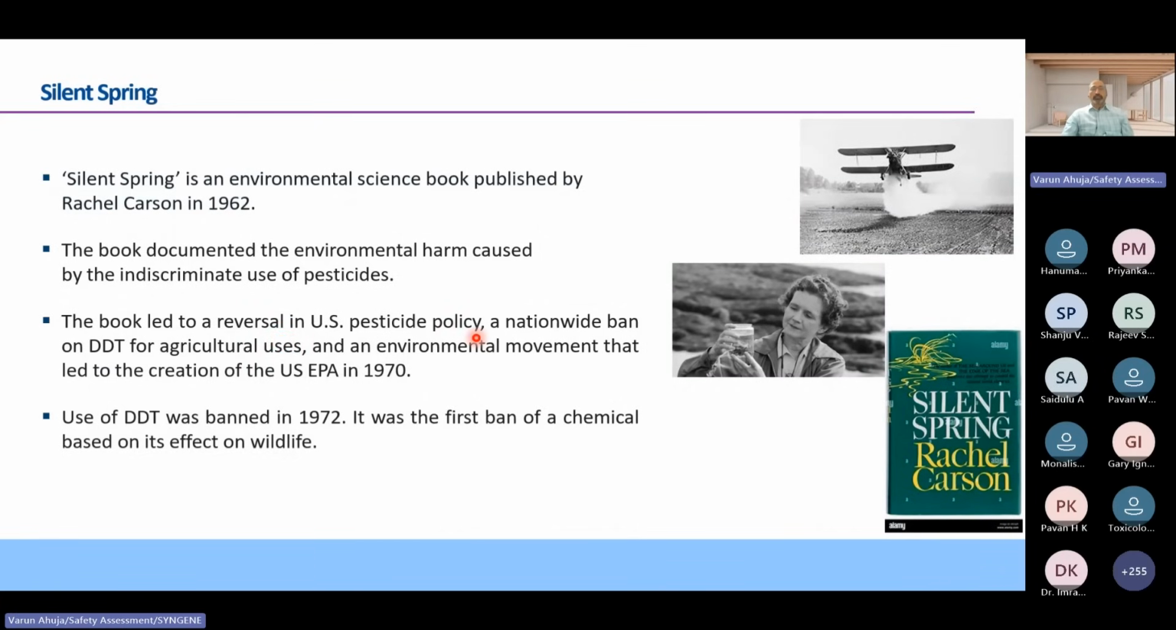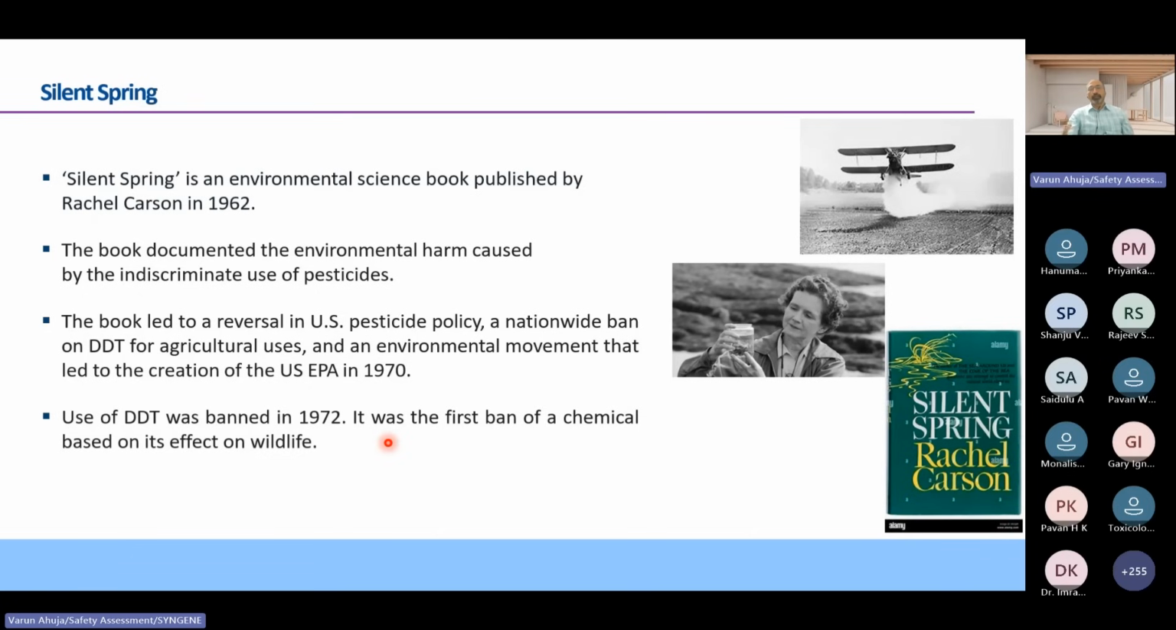Reversal in the US pesticide policy, a nationwide ban on DDT for agriculture use, and an environmental movement that led to the creation of the US EPA in 1970. So you can understand what an educated environmental activist or a scientist can do. So this lady's efforts brought the US EPA into place in 1970. Then use of DDT was banned in 1972, and it was the first ban of a chemical based on its effect on wildlife. So this is the use of the people who do environmental toxicology.